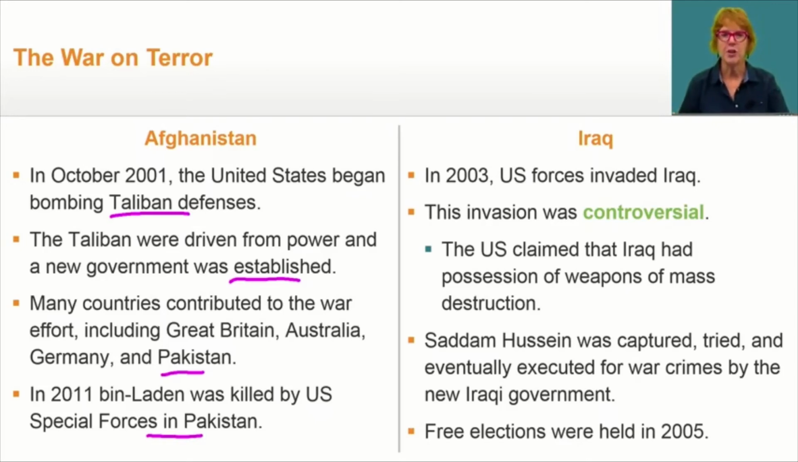In 2003, the United States invaded Iraq, with officials saying the nation posed a threat to U.S. security. This invasion was very controversial. The U.S. claimed that Iraq had possession of weapons of mass destruction. Many nations who supported the efforts in Afghanistan did not agree with the decision to invade Iraq. Many Americans disagreed as well. The United States never found the weapons they believed Hussein had developed, but the dictator himself was eventually captured, tried, and executed for war crimes by the new Iraqi government. And free elections were held in 2005.